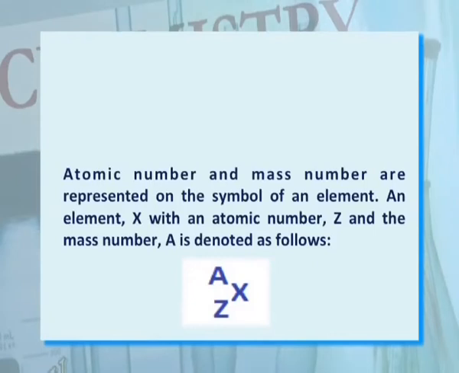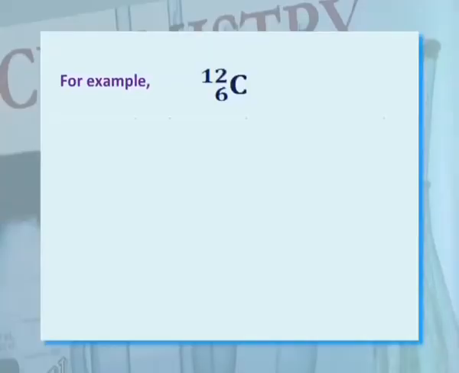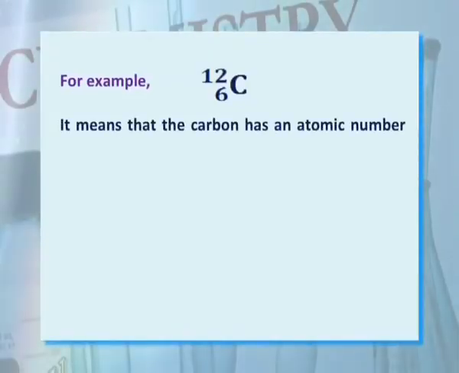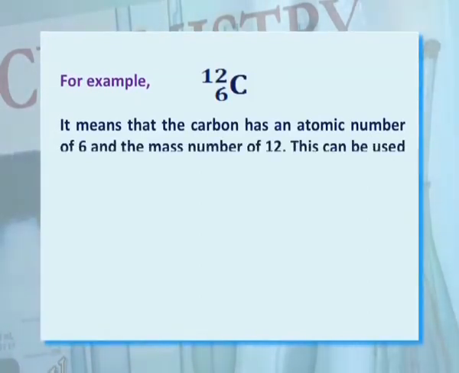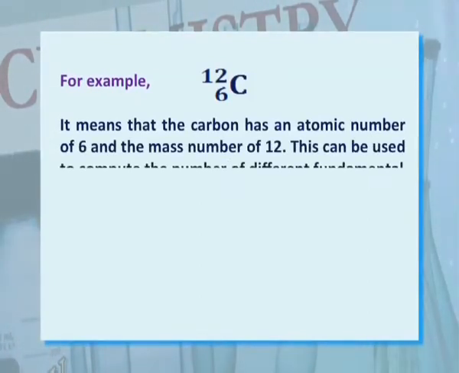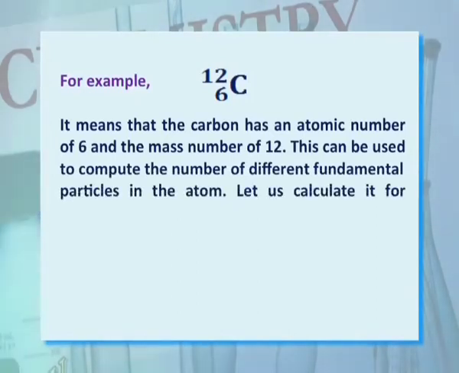Atomic number and mass number are represented on the symbol of an element. An element, suppose X with atomic number Z and atomic mass number A, is denoted as A over Z X. For example, carbon 12, 6, means that carbon has atomic number 6 and mass number 12. This can be used to compute the number of different fundamental particles in the atom.